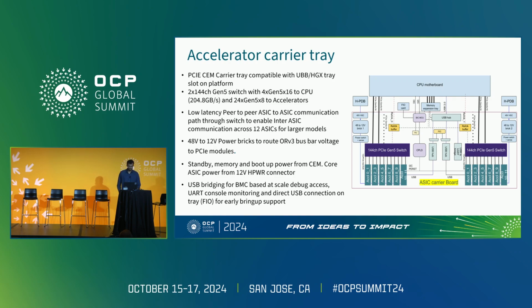Other than the PCIe part, the carrier tray supports the power from the bus bar to the 12-volt accelerators, and it has a lot of debug circuitry to allow us to do at-scale debug through USB. So there's quite a big USB network on the carrier tray as well to basically access the ASIC USB from the BMC.